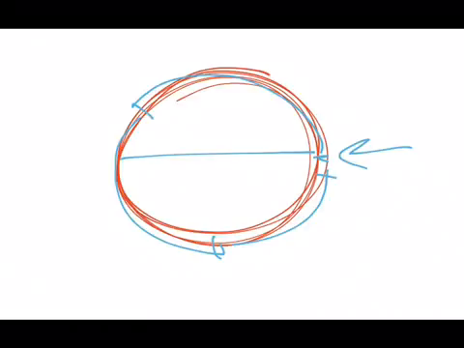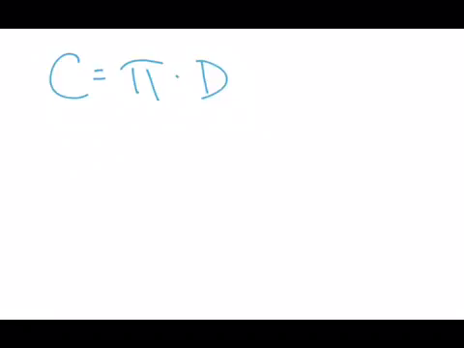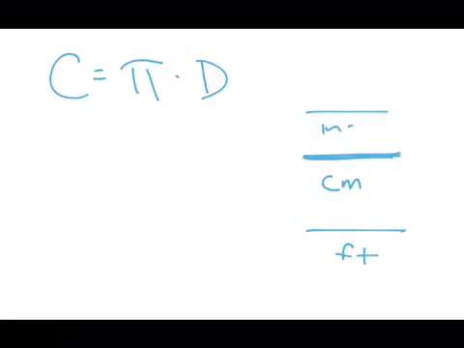So, how do we compute circumference? We obviously have circumference equals pi times diameter. If we know the diameter, we simply multiply it by pi, and we get our circumference. Circumference is like perimeter. It's measured in units such as centimeters, feet, inches, etc. So it's just a one-dimensional measurement of distance.